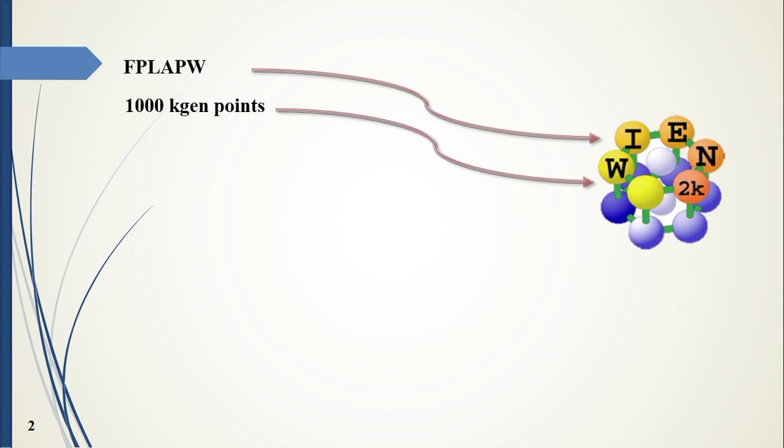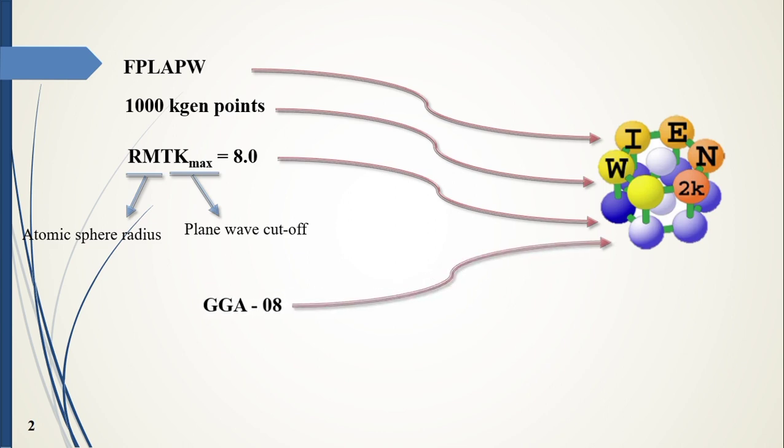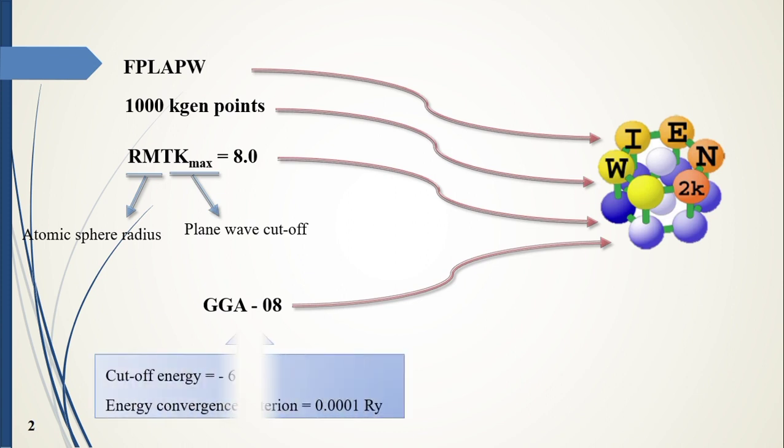The expansion of wave function was carried out by taking the plane wave expansion cutoff RMT Kmax equal to 8.0, where RMT is the atomic sphere radius and the Kmax is the plane wave cutoff. The exchange correlation energy was treated by the generalized gradient approximation GGA08 with cutoff energy equal to -6 Rydberg, which defines the separation of valence and core states, and energy convergence criterion set to 0.001 Rydberg.